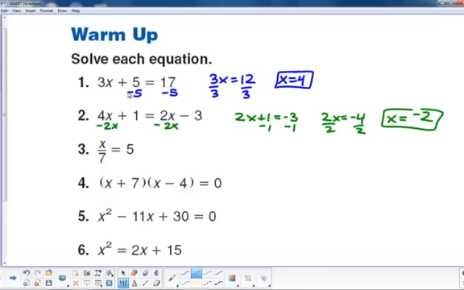Next up, we have a divide by 7. To undo division, we're going to multiply. What you do to one side, you have to do to the other to keep the balance. So x equals 35.